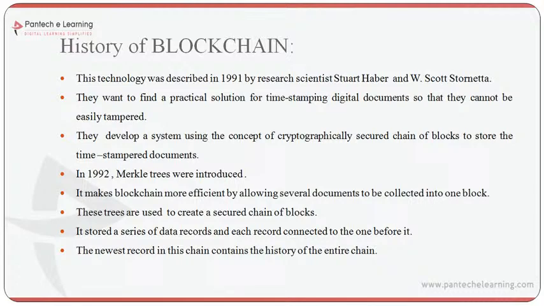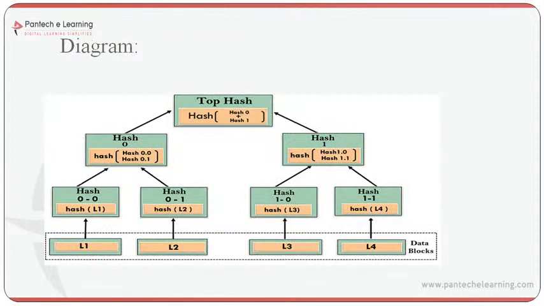So why is blockchain more efficient? They are used to collect several documents into one block, and to create a secure chain of blocks. That is, various cryptographic techniques are employed in order to store the transactions in a secured way. Each newest record is connected to the one before it. So the newest record in the chain contains the history of the entire chain.